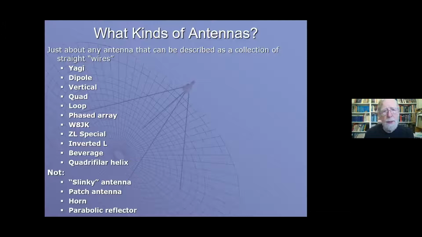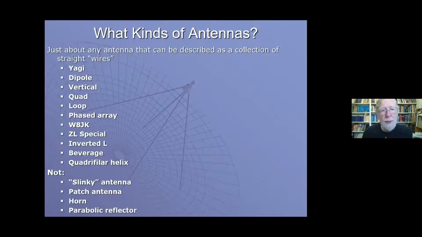Although the EZNEC Pro program that's going to be free probably would do a slinky antenna pretty well, because you need a huge number of little short wires in order to do it. It will automatically generate the helix for you, and it'll handle up to 45,000 short wires if you're willing to wait for the calculations to complete.